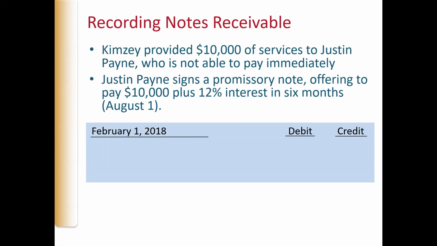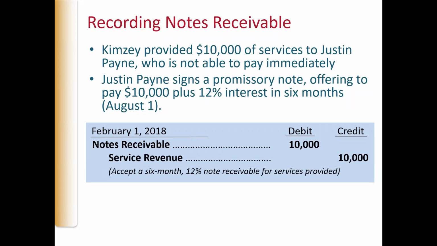So Kinsey provided $10,000 of service to Justin, who couldn't pay immediately. Justin Payne signs a promissory note offering to pay $10,000 plus 12% interest in 6 months. So on February 1st, when this note was taken out, we will debit our notes receivable for $10,000, and we credit the service revenue for $10,000. We don't record any interest at that time because we haven't earned any interest.